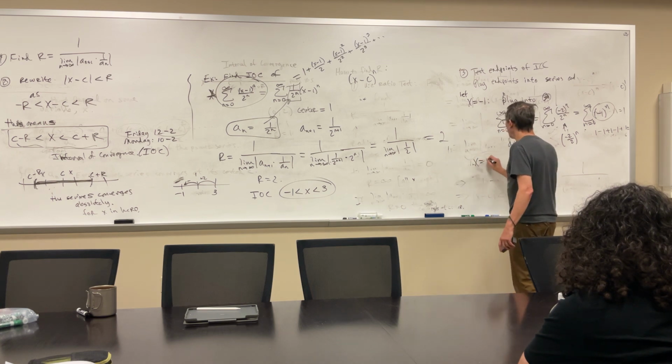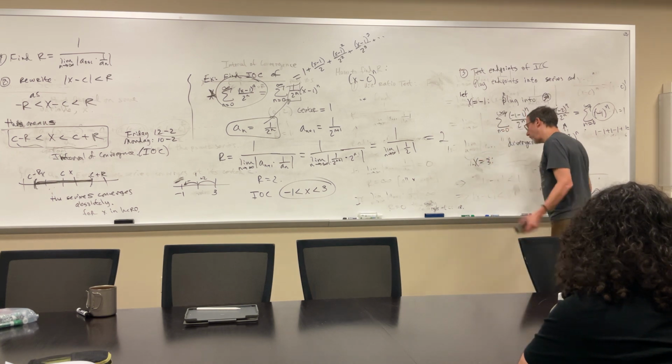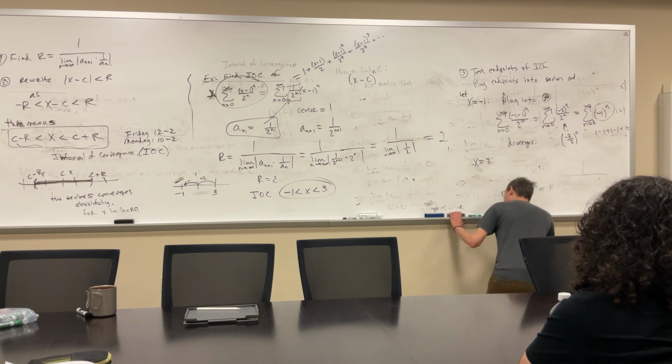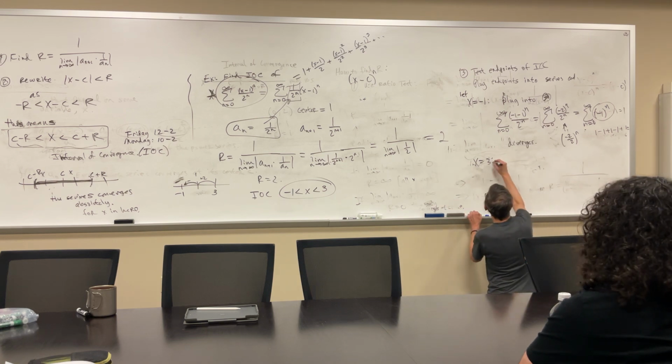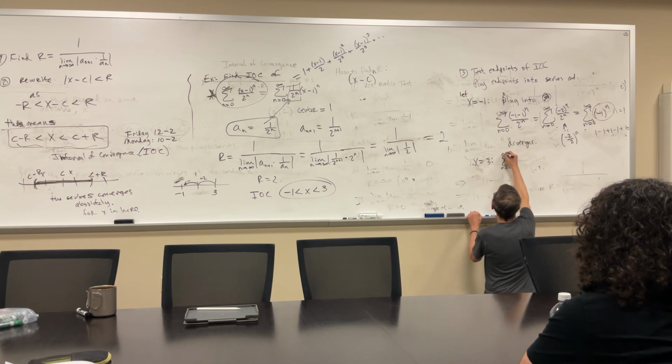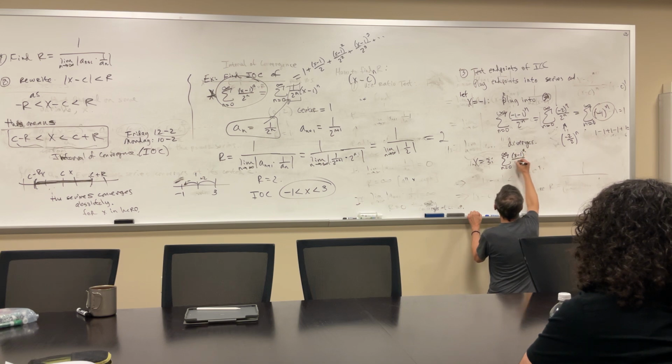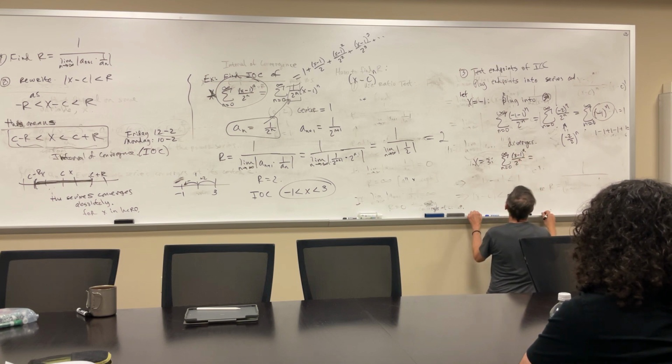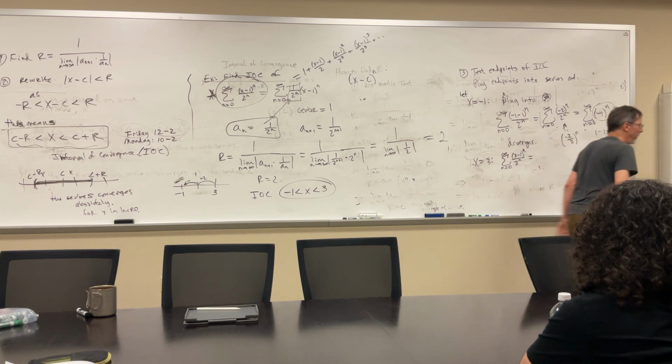Let's do x equals 3. This is why you're going to get a lot of practice between now and next Wednesday, because we've got to pull this stuff together. So I'm going to plug x equals 3 in. What does the series look like when I plug in x equals 3? (3 minus 1) to the n over 2 to the n. What is that? Take a minute and just think about that.